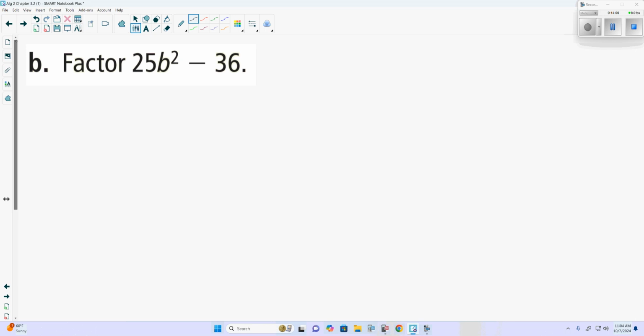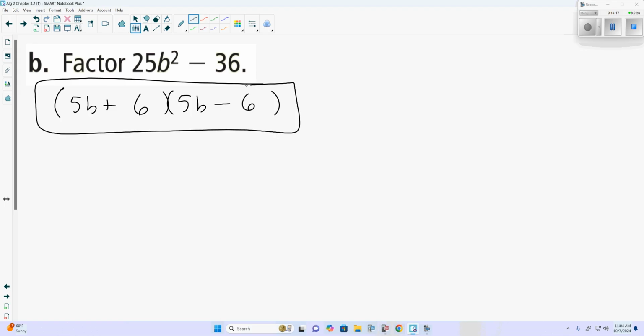25b squared minus 36. Well, 25b squared is going to be what? 5b quantity squared, so 5b and 5b. How about 36? So we have 5b plus 6, 5b minus 6. Questions on this here?